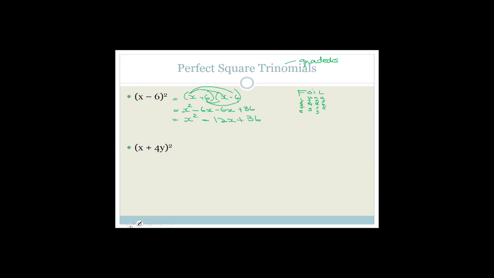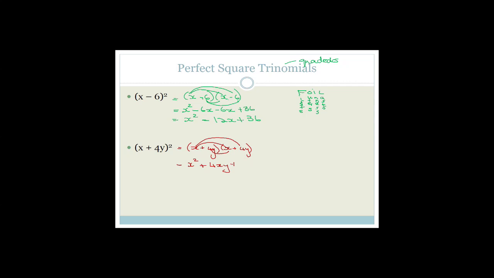Okay. Let's do another example and see if we can see a pattern again. Okay, so again, we're using FOIL, and I'm going to write it out nice and slowly. We've got x plus 4y times x plus 4y. So x times x is x squared. x times 4y is plus 4xy.